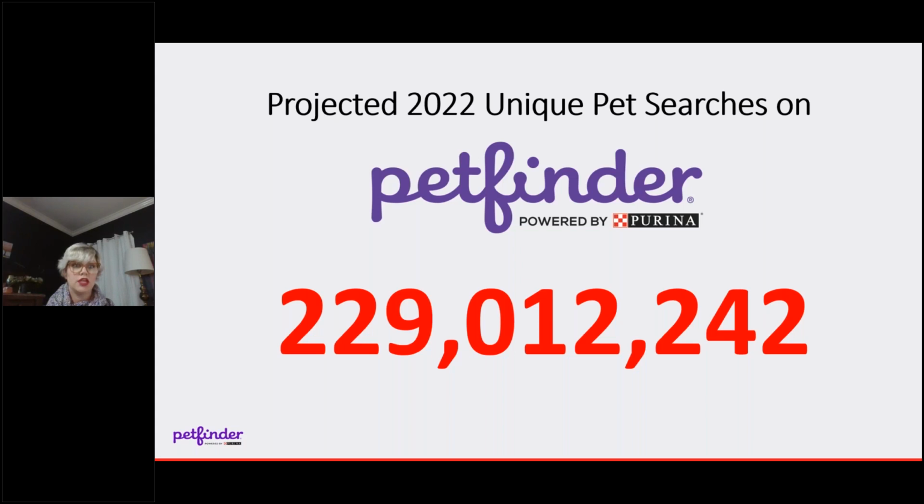So total 2022. This number astonished me. We're almost at 250 million, with a B: 229 million pet searches conducted on Petfinder in 2022. That's about 4.3 million searches a week, or a little bit more than 600,000 every day. So a ton of pet seeking going on the site, which is fantastic to see.